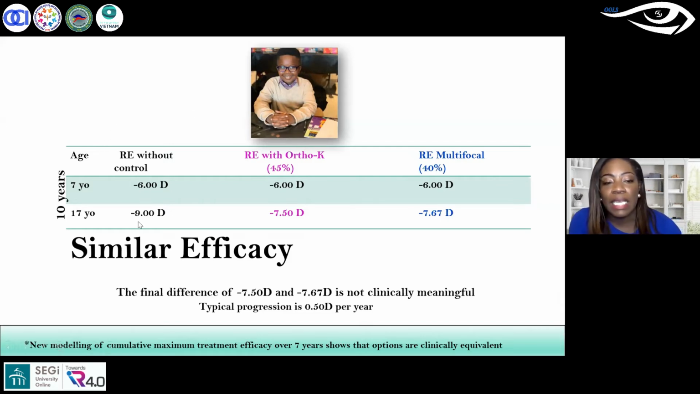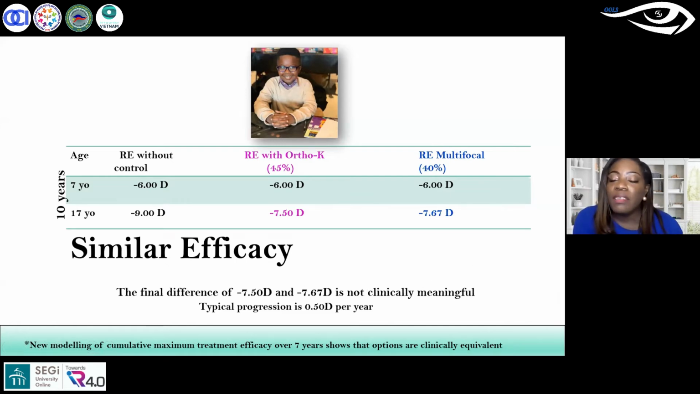If we don't do anything, by 17 he'll be a -9. If we initiate Ortho-K, then he'll be a -7.5 diopter myope. If we introduce multifocals, he will be -7, almost basically the same. So if you see here, the difference is not clinically meaningful.